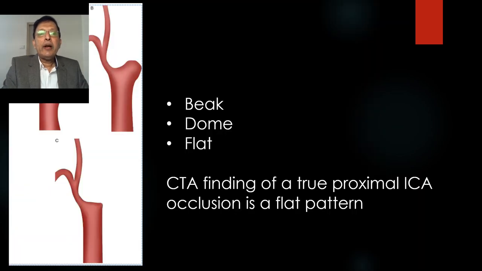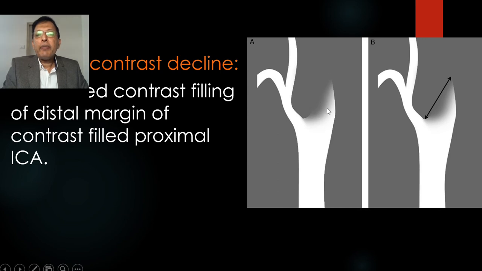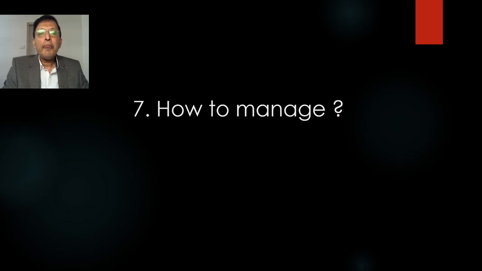So these are the three characteristic types. One is a dome, the other is a beak-like appearance which I showed previously, and the other is a flat. So either a dome or flat is very characteristic of a true proximal internal carotid artery occlusion, whereas a beak-like pattern, a tapering occlusion, as you go distally, there is diminished contrast filling of the distal margin of the contrast-filled proximal ICA. So there is a thinning out here, we can see here, and this is very characteristic of an internal carotid artery pseudo-occlusion. The seventh thing which I would discuss is how do you manage these patients.